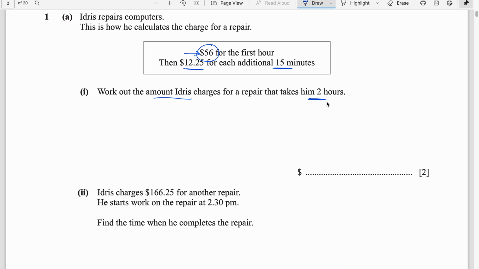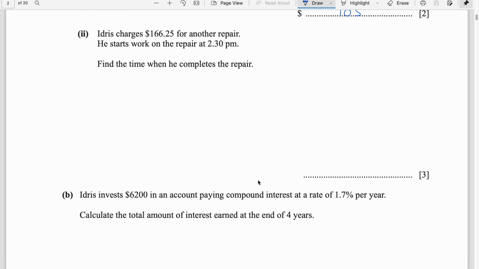So $56 for the first hour, and then for the second hour, we have 15 minutes 4 times in 1 hour. So he charges $12.25 4 times. Use your calculator and get an answer of $105.